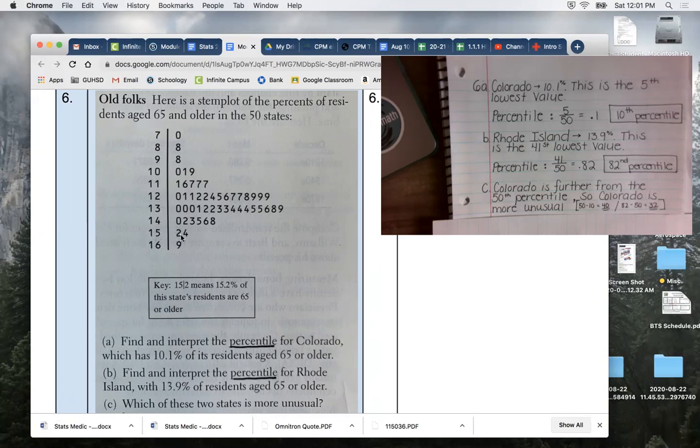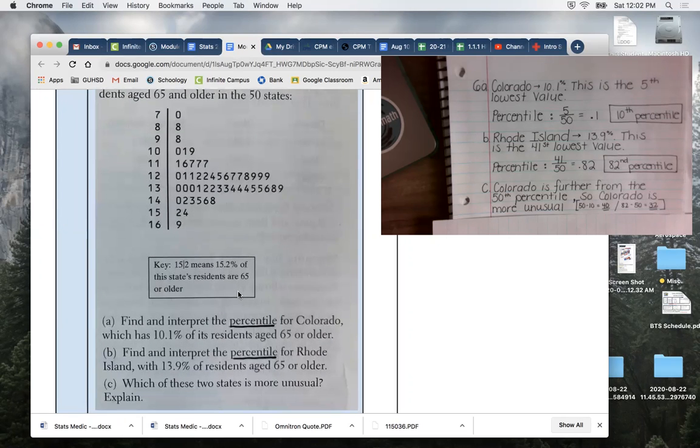So this is 15.2. The highest percentage, and I don't know what state it is because I don't have all the data, but the highest percent of 65 and older is in a state that has 16.9. So that represents one state that has that many. So the first thing is really understanding the data and what you're looking at.